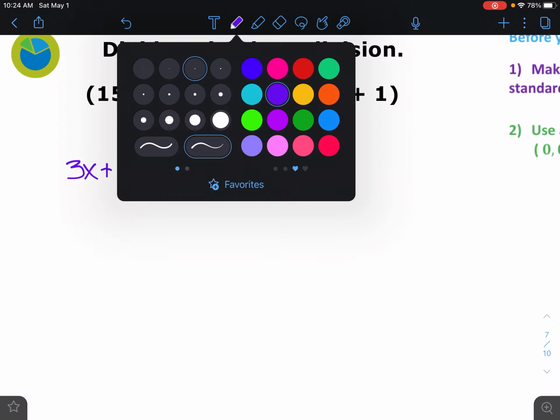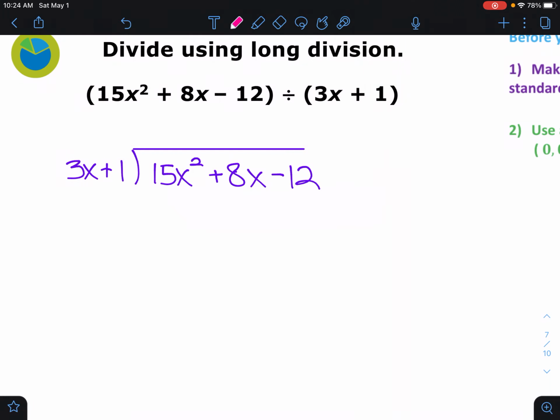Okay, here we go. Now you're going to start with just how many times does 3x go into 15x squared? In other words, 3x times what gives me 15x squared? So 3x times 5x gives me 15x squared. Just remember, this times this should give you this. That's really what you're kind of thinking.